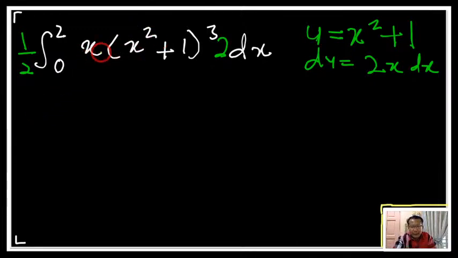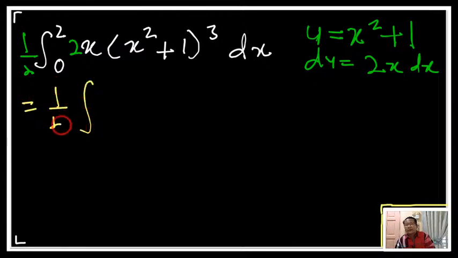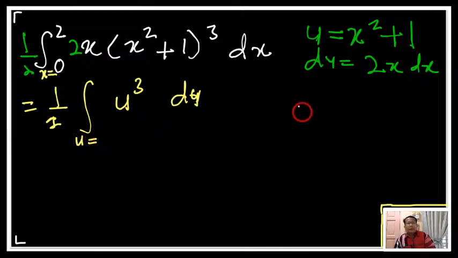So, sorry, you already have x. x dx. So you have x dx, but no 2. You add 2. So 2x dx divide by 2. Okay. So now 1 over 2. 2x dx is du, and this one is u. u power 3, 2x dx is du. But now, this one is x. Now it becomes u. So you have to change.